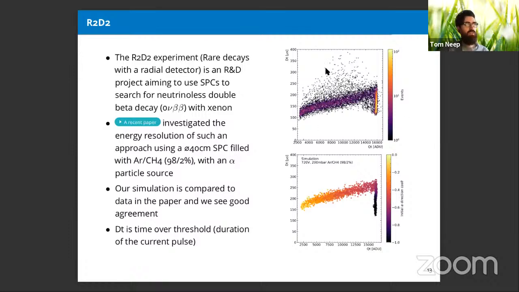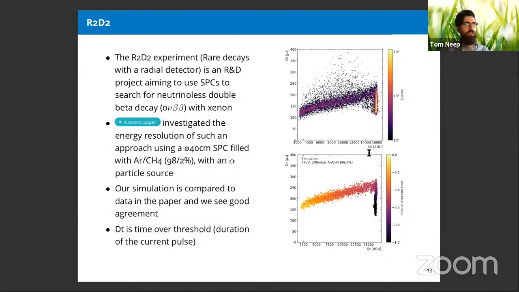You see this plot in the top right is a 2D histogram of the data. The x-axis here is actually the integral of the current, which they call QT, and dt is the duration of the current pulse. And you can see they get a peak of events here at a single integral value, and then they get this tail of events coming down here.